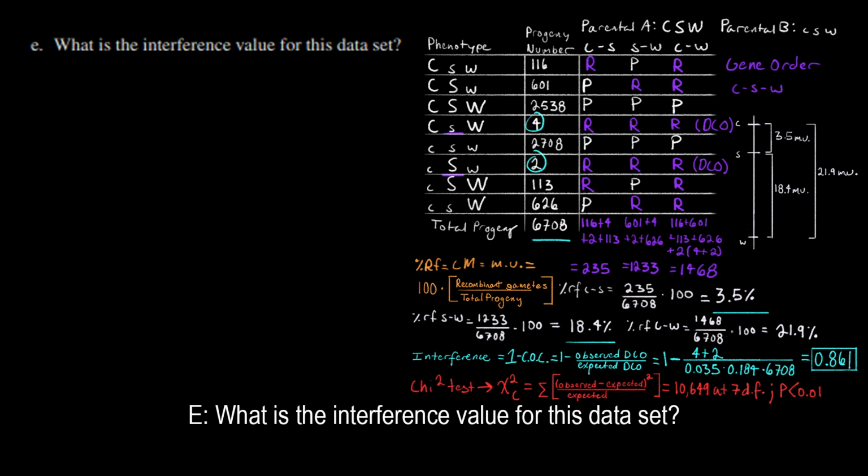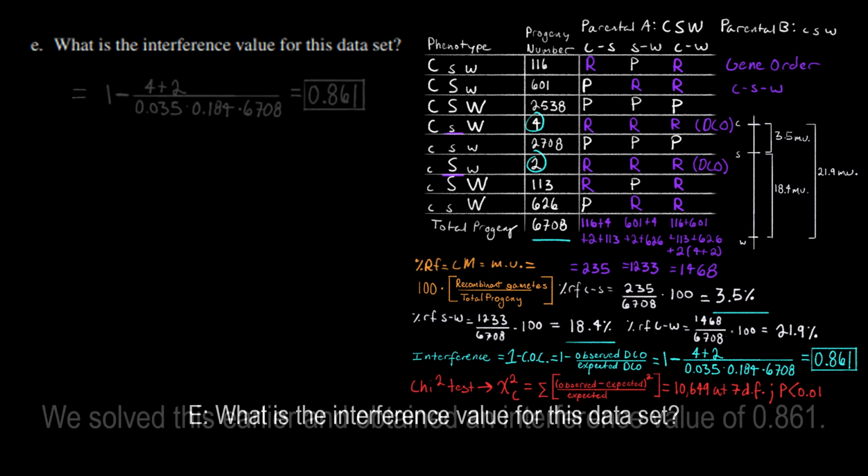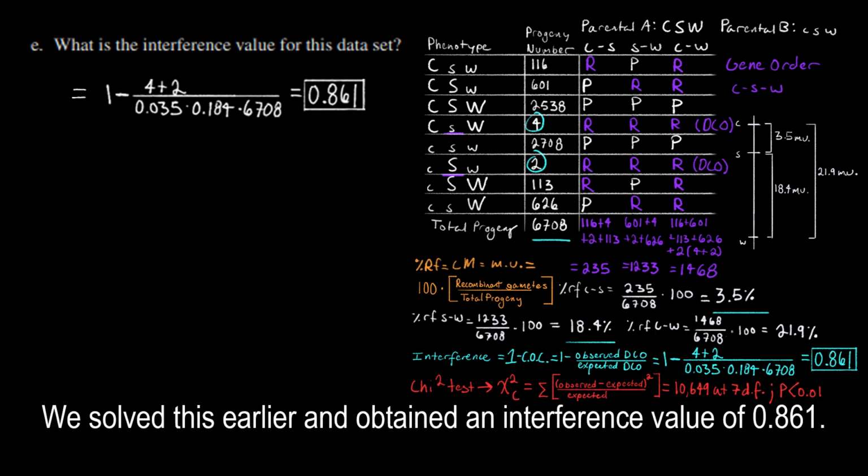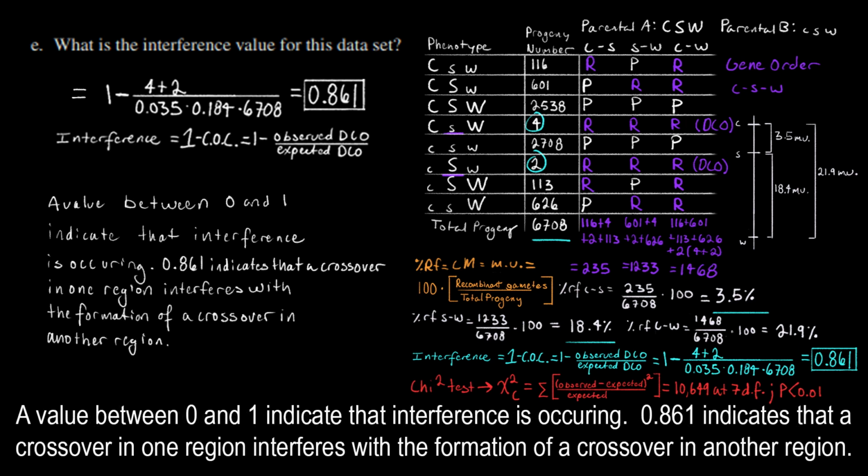E. What is the interference value for this dataset? We solved this earlier and obtained an interference value of 0.861. A value between 0 and 1 indicates that interference is occurring. 0.861 indicates that a crossover in one region interferes with the formation of a crossover in another region.